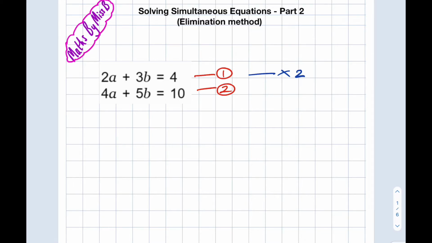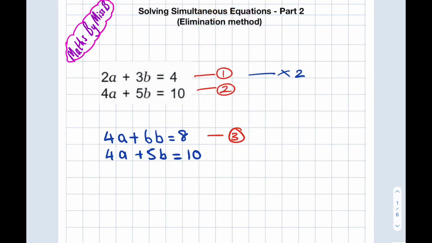So we get 2a times 2 will give 4a. 3b times 2 will give 6b. Then we've got an equal sign. 4 times 2 will give 8. Now the second equation stays the same, which is 4a plus 5b equals 10. So what we've really done here is created a third equation. We'll just label it as equation number 3.